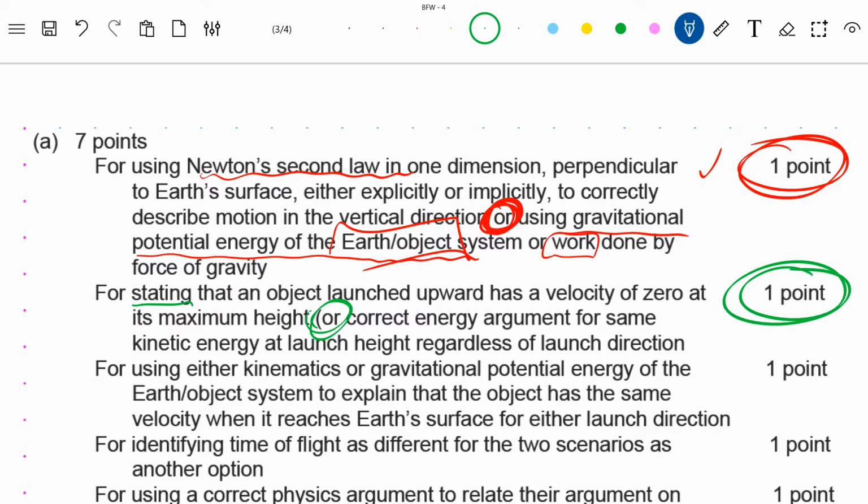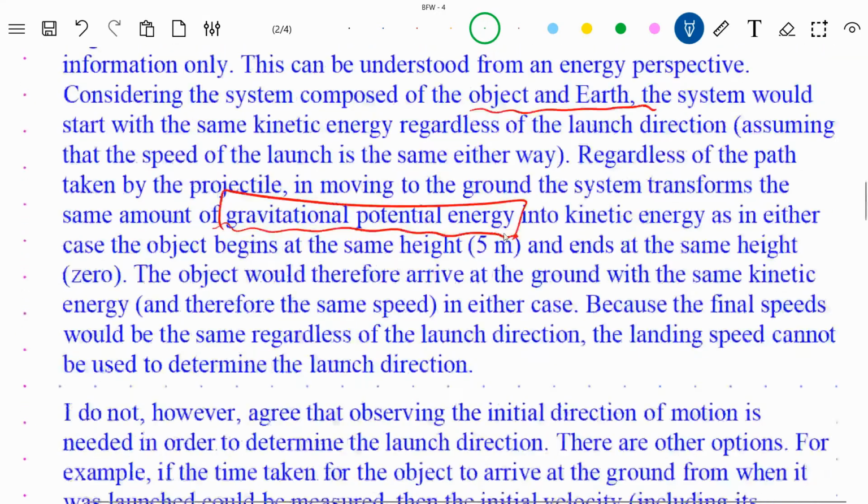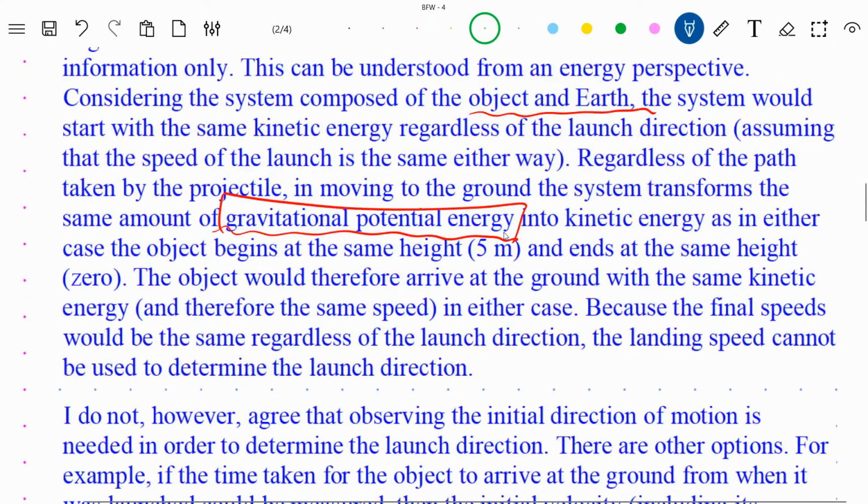If you took a kinematics approach, that would essentially be necessary as you're describing the upward movement and the downward movement. So, okay, I didn't do that first part, but let's look at my energy alternative. Or, correct energy argument for the same: same kinetic energy at the launch height regardless of the launch direction. Got that. I know for a fact I said that. In fact, I said that very well, I think. So, where did I say it?